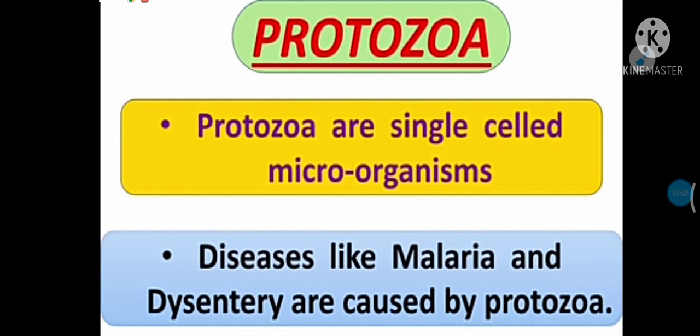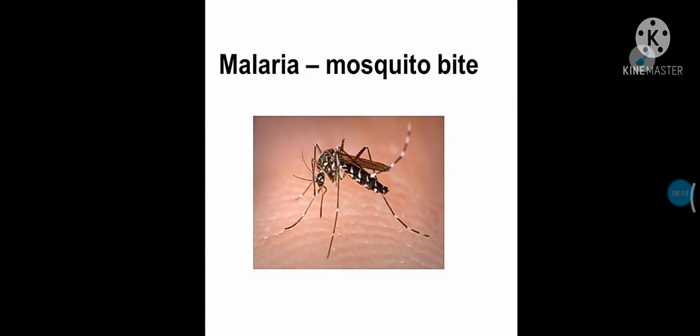Now let us learn about protozoa. Protozoa are single-celled microorganisms. Diseases like malaria and dysentery are caused by protozoa. Protozoa are bigger as compared to the bacteria. They live in wet places. Some protozoa also live in the bodies of animals and plants.